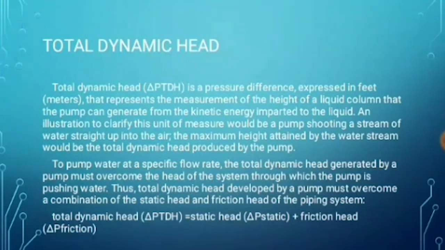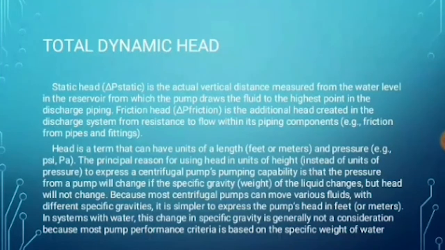Thus, total dynamic head developed by a pump must overcome a combination of static head and friction head in the piping system. As you can see, the total dynamic head is the change in P_TDH equals change in pressure static plus change in pressure friction. Head is a term that has units of length, while pressure has units of PSI or Pa.